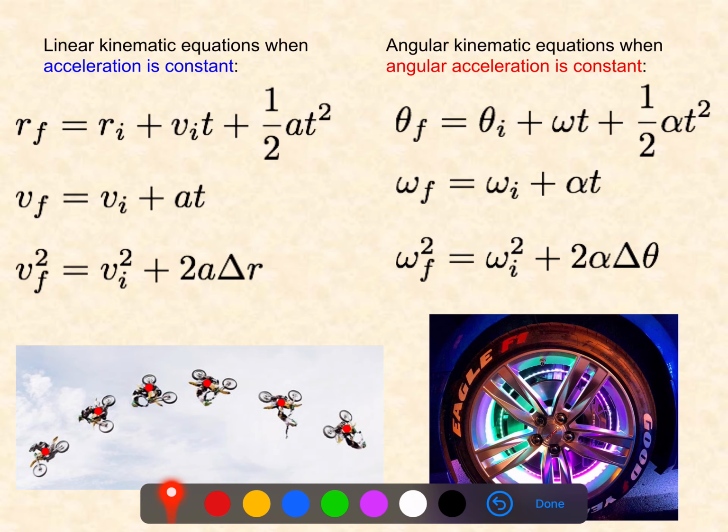The only difference is in the linear picture we had to sometimes separate this out into x and y, whereas in the rotational picture we really just need to think about whether the rotation is positive or negative.